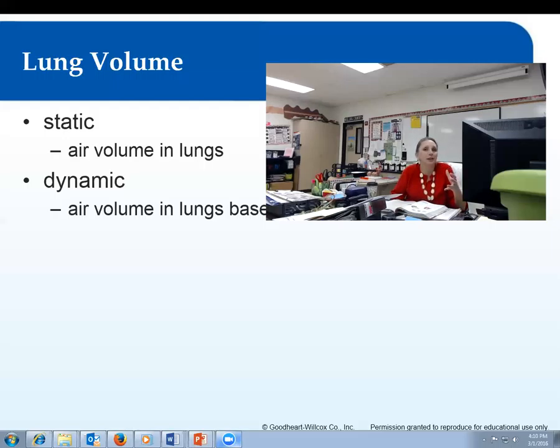Obviously, that's going to change with age. Infants are born, their chests are this big, so their lungs are that big. They can't fit as much air in their lungs as you can. Makes sense.